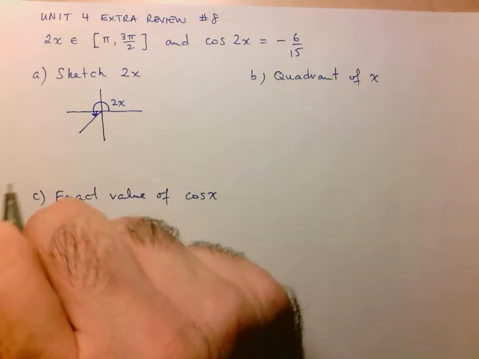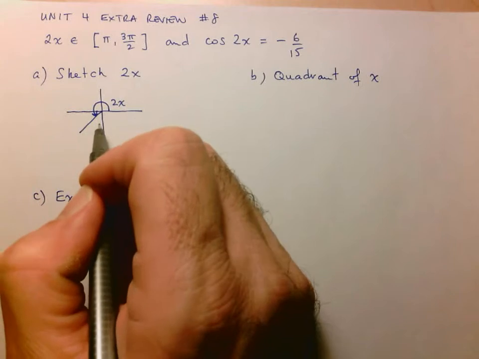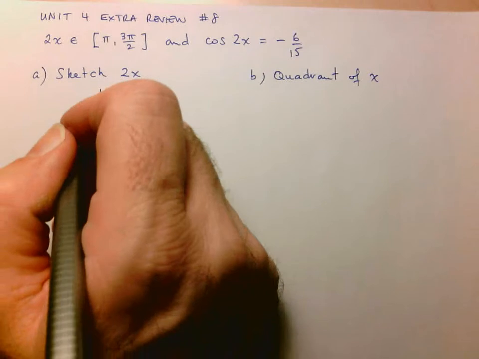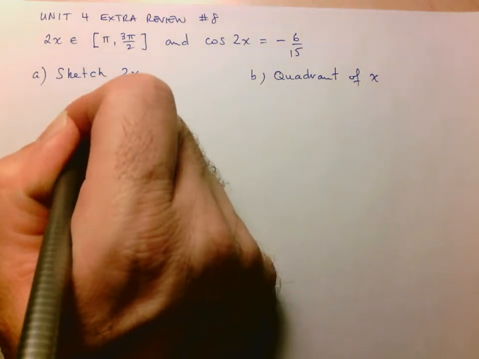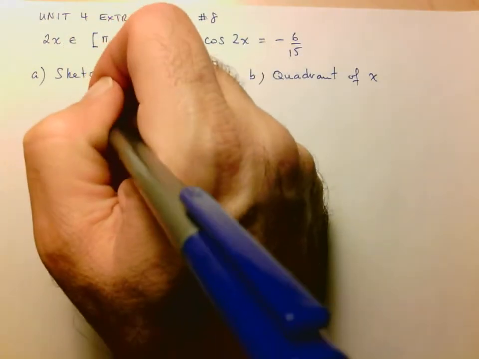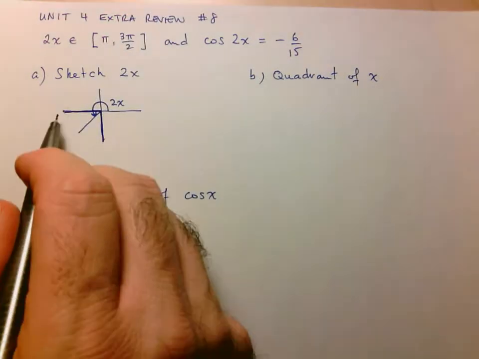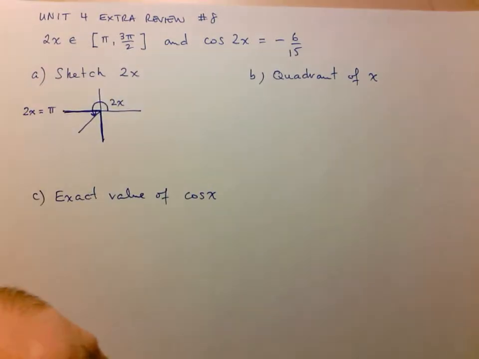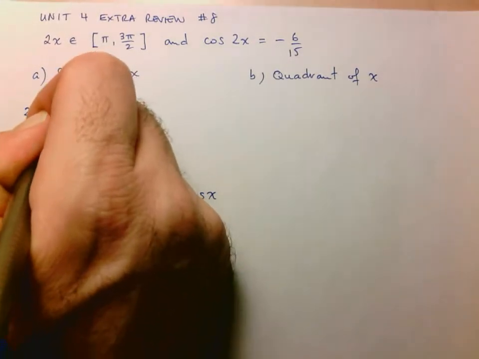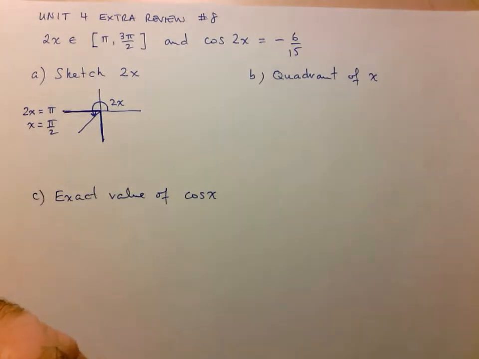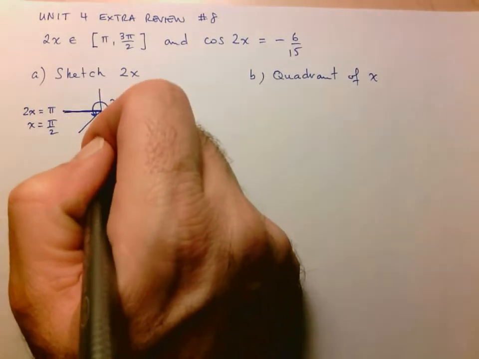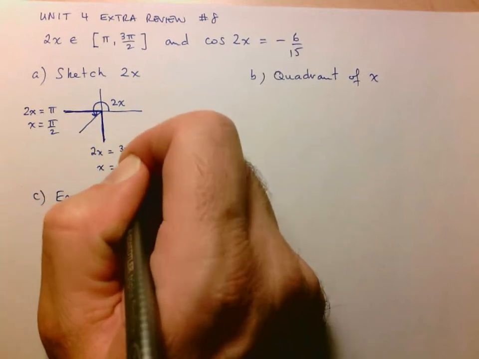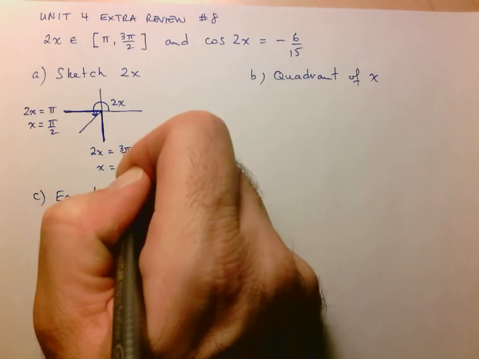Well, x is half of 2x. But I don't know exactly where it is in the third quadrant. So if I wanted to determine where x could be, let me look at the minimum possible angle it could have in order for it to be in the third quadrant, and the maximum possible angle it could have. So to be in the third quadrant, 2x has to be at least equal to pi. So that means x must be at least pi over 2. That's the minimum value for x. At the very most, 2x can be equal to 3 pi over 2. So that means x at the very most can be equal to 3 pi over 4, dividing both sides by 2.